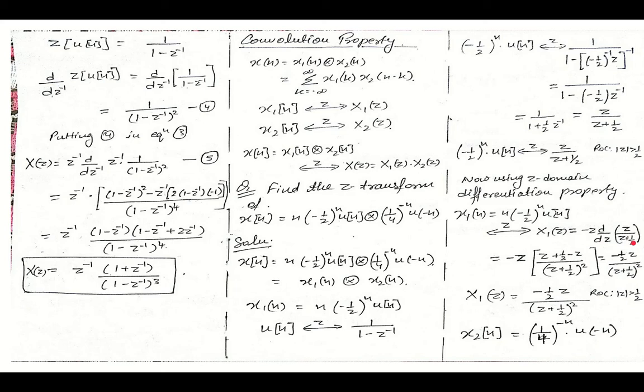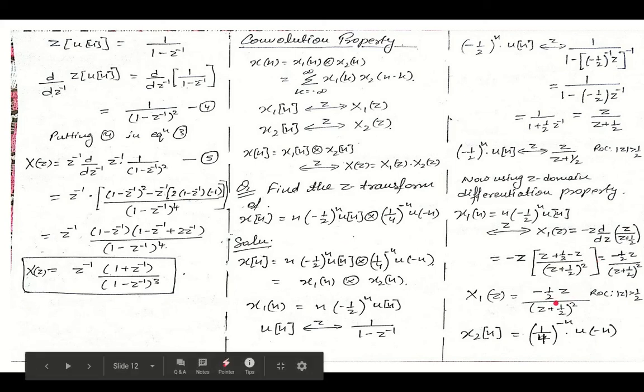Now if I take the differentiation of this z upon z plus 1 by 2 and multiply it with minus z, it will give me the Z transform of this x1[n]. So I take the differentiation d by dz of z upon z plus 1 by 2 by the same u by v formula. It will give me the value minus 1 by 2 z upon (z plus 1 by 2) whole square, where the ROC has the value mod z greater than 1 by 2, as is evident from the denominator.